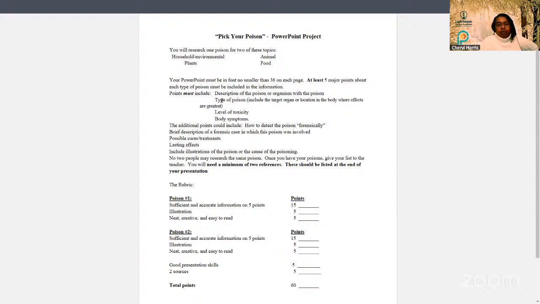The 5 points are: describe the poison, and the type of poison, which includes the target organ. So what part of the body does it affect?